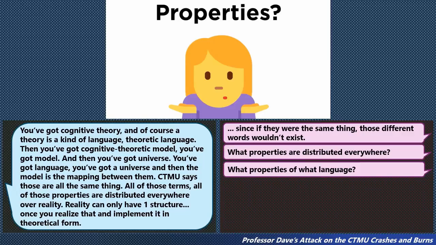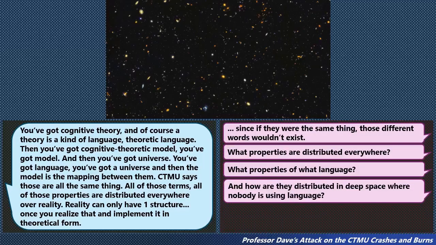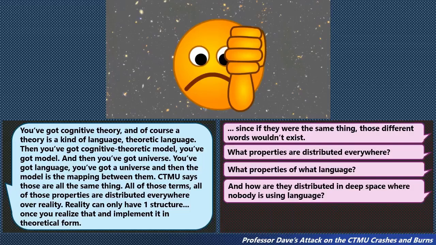What we're getting from the professor right now is the same strategy of misreading things as a debunking tactic. And how are they distributed in deep space where nobody is using language? None of this means anything. So the professor is assuming it's not the case in order to argue against it. That's a classic question-begging fallacy. And there doesn't need to be any people in deep space using language for the structure of deep space to be language. That ought to be obvious.